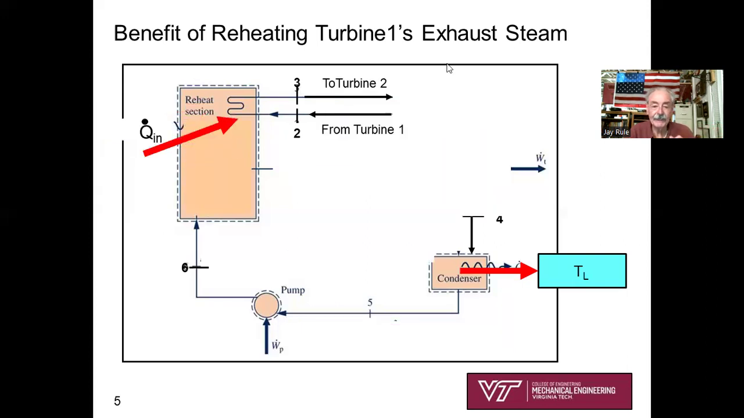All right. So what's the benefit of reheating turbine one's exhaust steam? The benefit is that you're reducing the heat transfer across a finite temperature difference. You're going to be improving the thermal efficiency. So do you see that by reheating, you're going to get more power out of your turbine too, because the enthalpy has been bumped up. If you didn't reheat the steam, you'd be going into turbine 2 at state 2, but you're reheating the steam, you're adding more heat. So you're increasing the enthalpy at state 3, and so you're getting more power out of your lower pressure turbine than you would have otherwise.